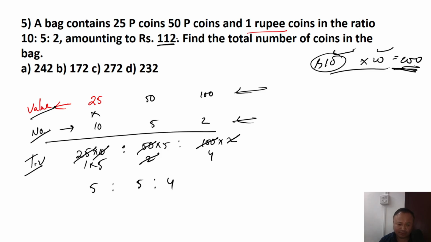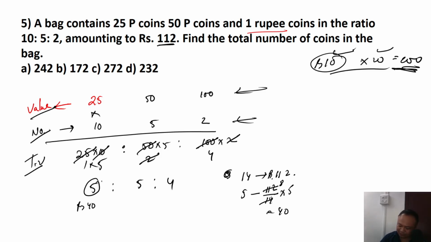Total value is 112 rupees. Find the total number of coins. 5 plus 5 plus 4 is 14. 112 divided by 14 is 8. 8 times 5 is 40, so there are 40 rupees, 40 rupees, and 8 times 4 is 32 rupees. 40 plus 40 is 80.